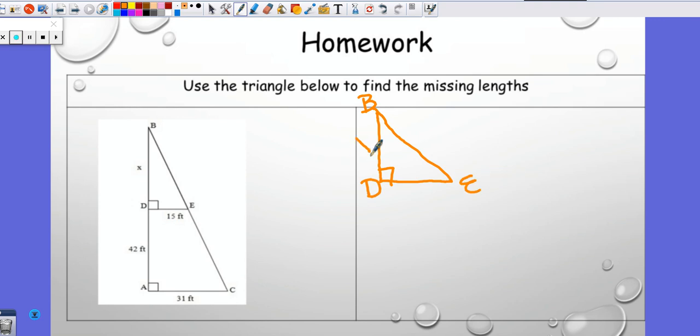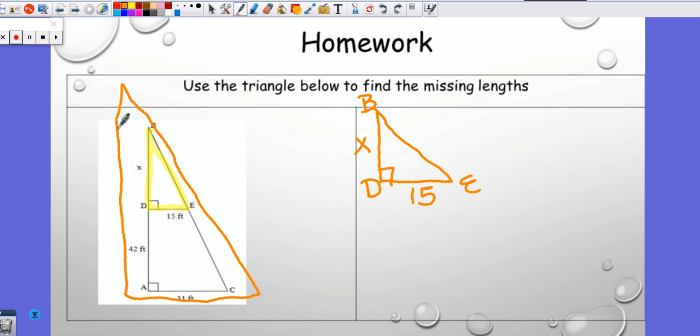Okay, this is x and this is 15. So right here, that's the small triangle, and this is the big triangle right here. So guys, please be careful on what you call the big triangle, because you guys aren't messing up the small one. Just make sure you're okay with that big one. So this down here is 31, and what's that letter up there? B.